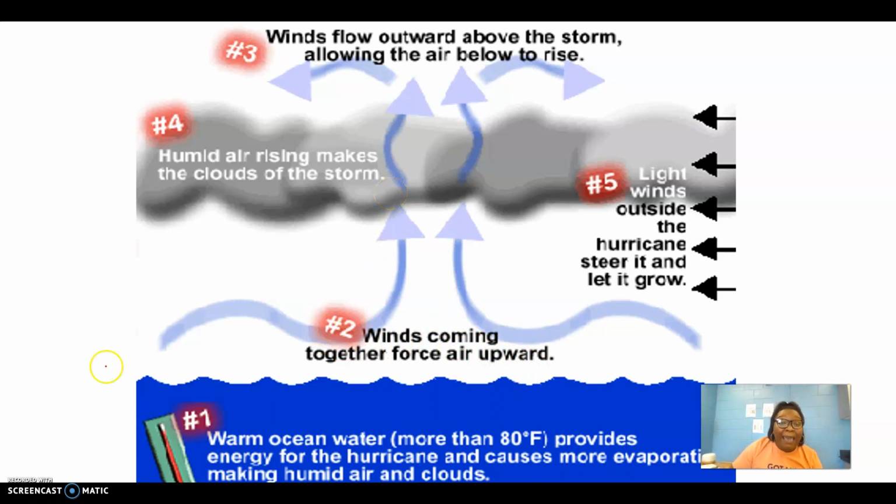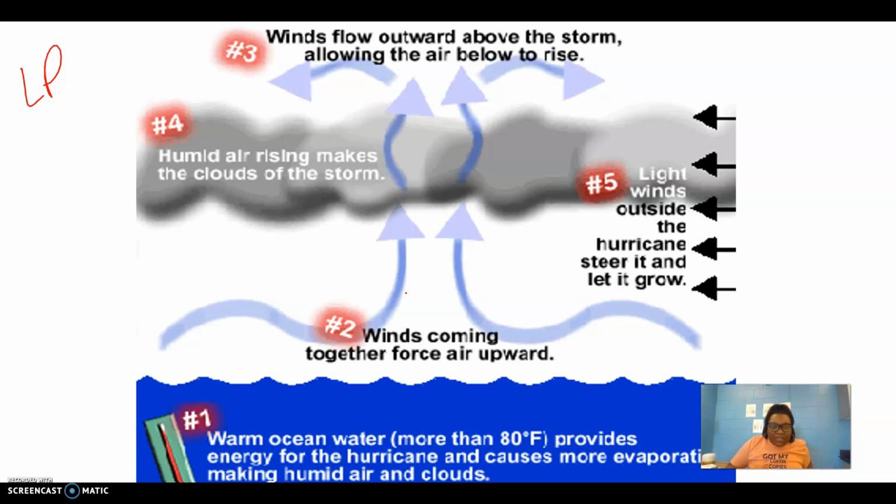Remember, heat rises. And those winds start coming together and force air upward. Remember, this happens during a low pressure system. So with low pressure, remember, the air is turning and sucking up, creating that vacuum here over the water. So that warm air is rising, okay, and those wet winds are coming together, step 2. Step 3, the winds flow outward above the storm and blow the air below to rise.